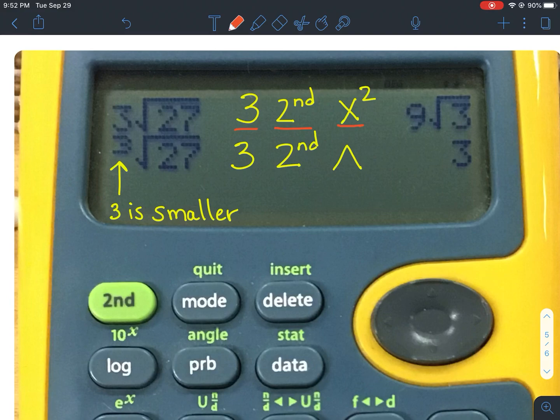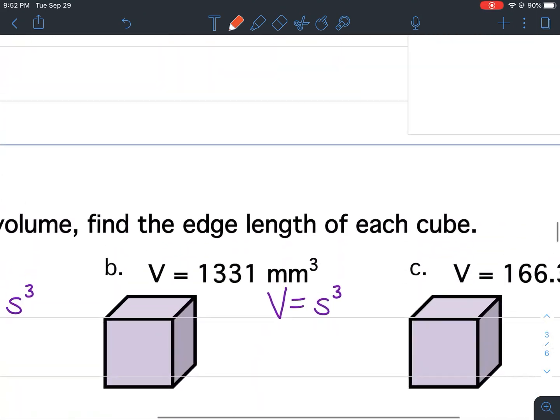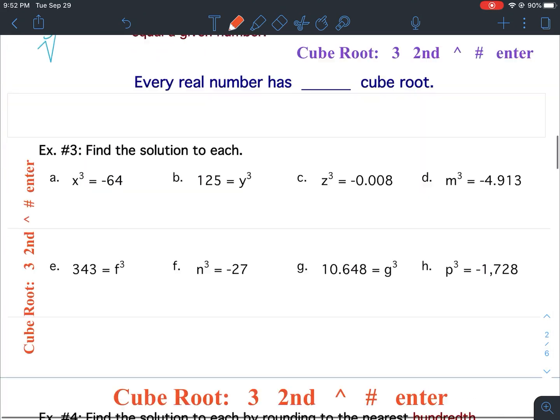which meant that it wasn't a cube root that we did, it was still the square root, and it was multiplied times 3. But if you notice on the bottom one, see how the 3 is smaller? If the 3 is smaller, you put it into your calculator the correct way. That means I pressed 3, second, the caret button, and then entered the 27. So it is very, very important that you are careful when you enter these into your calculator. All right, so back up to our problems here.